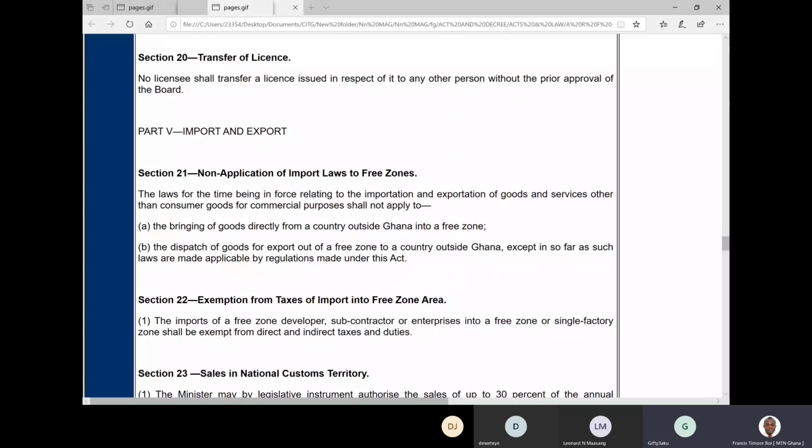24. Sales from National Customs Territory to free zones. Subsection 1. Sales of goods and services by a domestic enterprise from the National Customs Territory to enterprises in the free zones and single factory zone shall be considered as exports. Does it make sense? So if I'm selling to your free zone, it is an export.